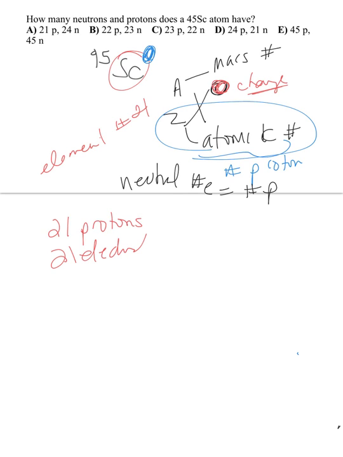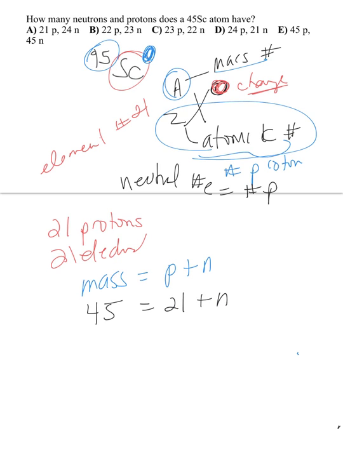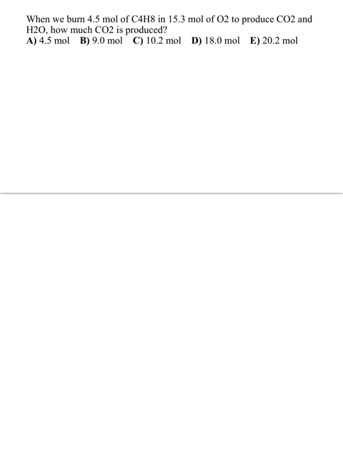And this number here is your A number, your mass number. Your mass is your protons plus your neutrons that make up the nucleus. Here it's 45, so your mass is 45 and your protons are 21. If you solve for your neutrons, you see that you have 24 neutrons. And your answer then would be 21 protons and 24 neutrons.